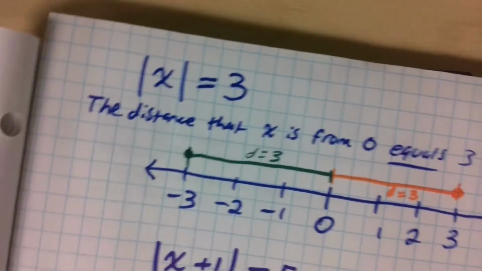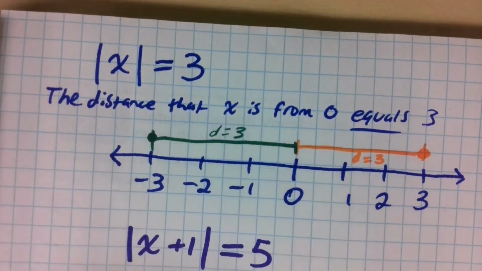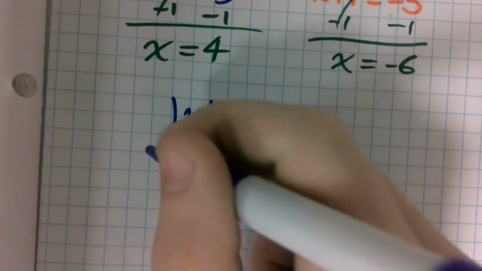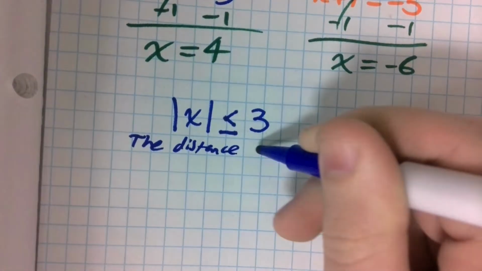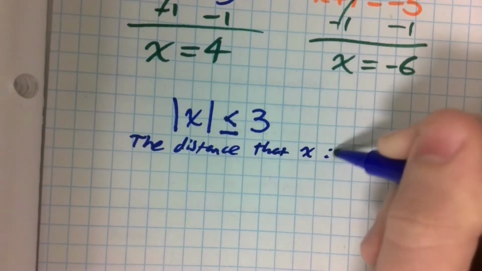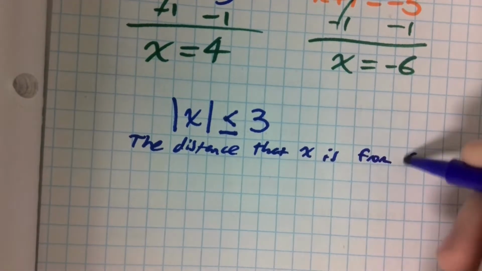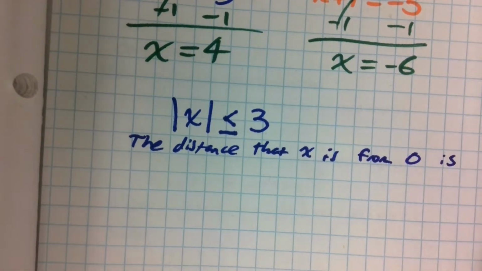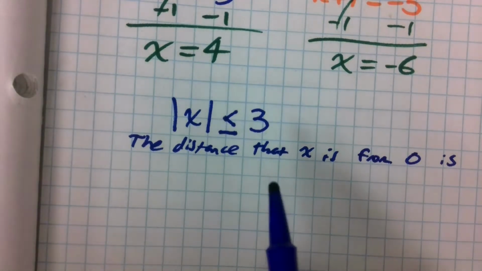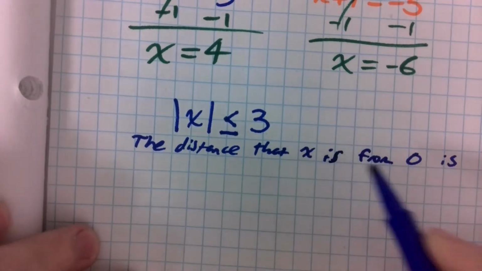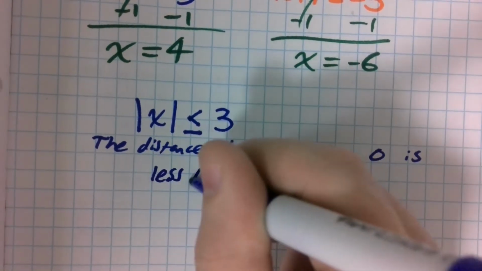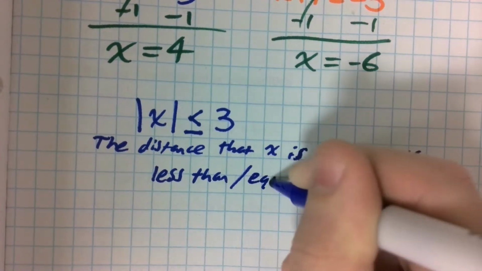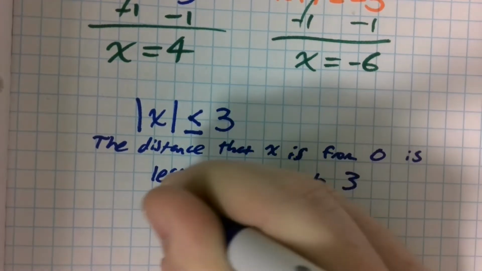Well, up here, we said this meant the distance that x is from 0 equals 3. So here, we would write it out as the distance that x is from 0 is, but it wouldn't equal 3. This time, it is less than or equal to 3. So the distance is less than or equal to 3.